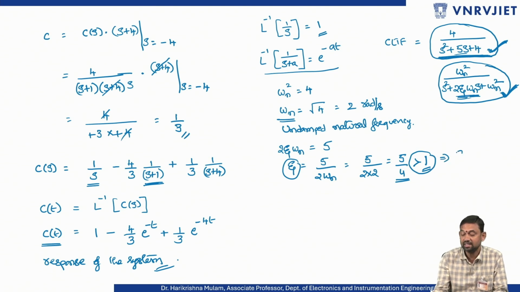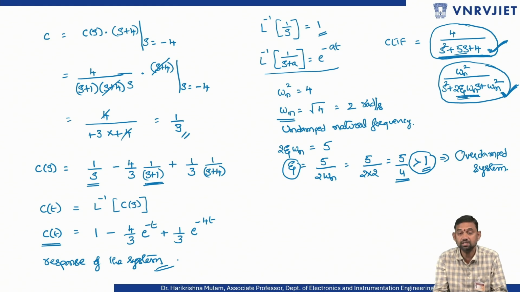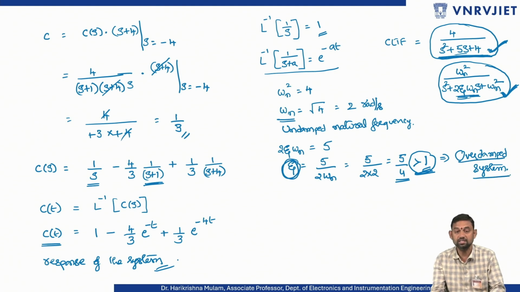Therefore, you can say that this system is an overdamped system. We know that there are 4 types of second order systems: undamped, underdamped, critically damped, and overdamped. If the zeta value is greater than 1, then you call the system an overdamped system. This way you can understand what type of second order system it is.